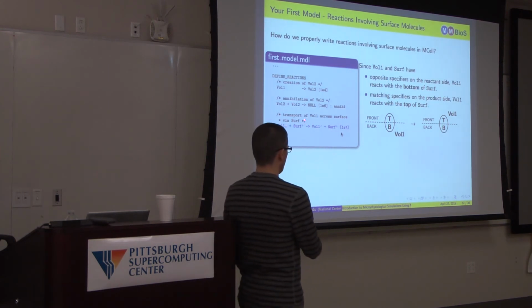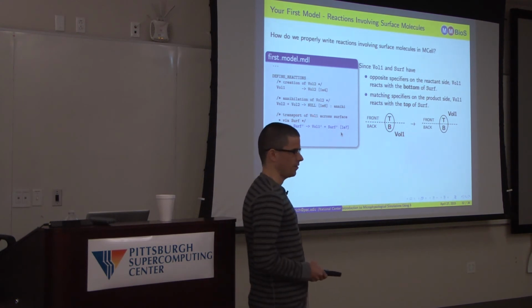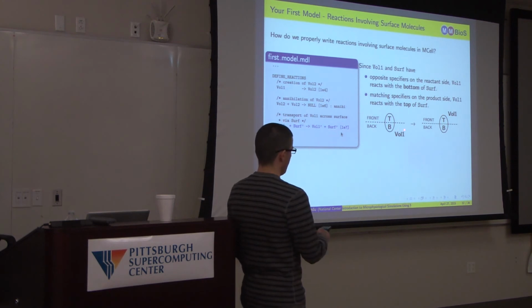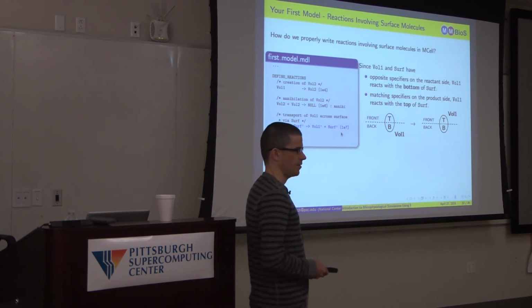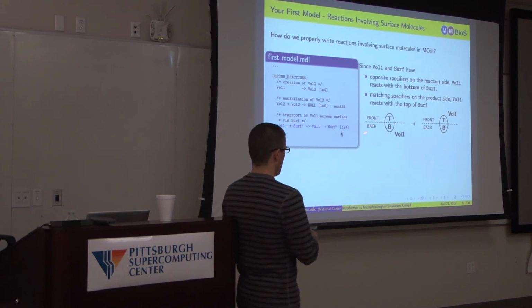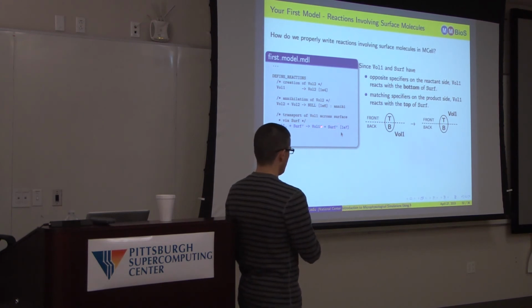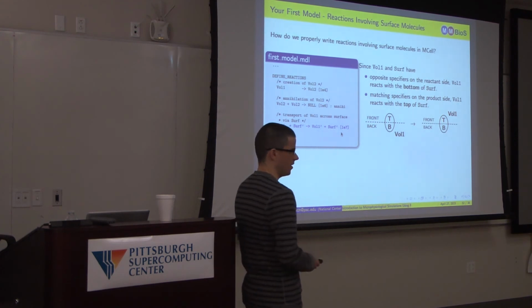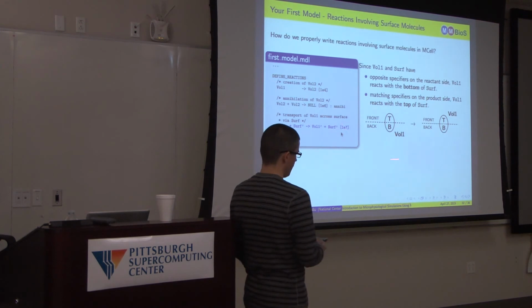So opposite sides means volume 1 reacts with the bottom domain of this molecule. If they would be on the same side, the volume molecule would react with the top domain. So that's what this notation means. And on the product side, you can see now we still have these two molecules. Now they're on the same side. That means the volume product is released on this side of the molecule. Right? So basically, this specifies transport of volume 1 molecule across the membrane through this surf molecule.